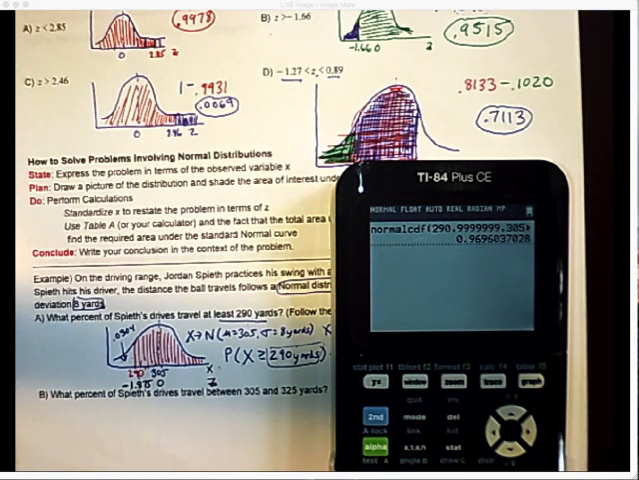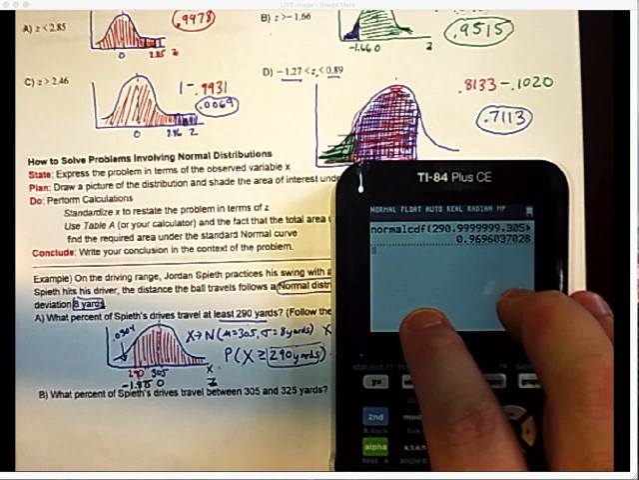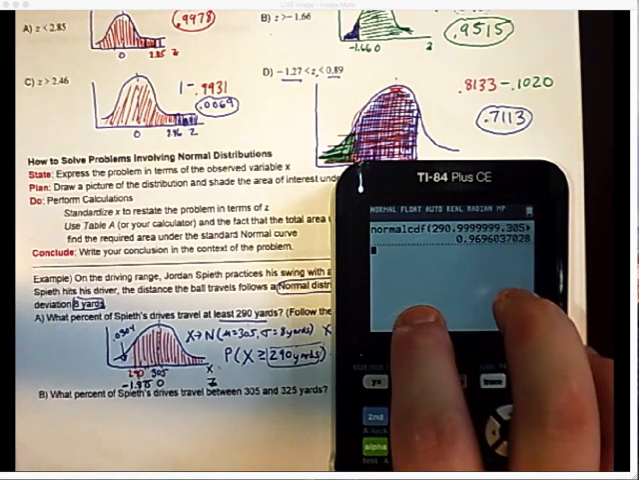So what do you notice? It's exactly the same, 0.9696. So if you use the calculator, you don't even have to convert to z-scores.